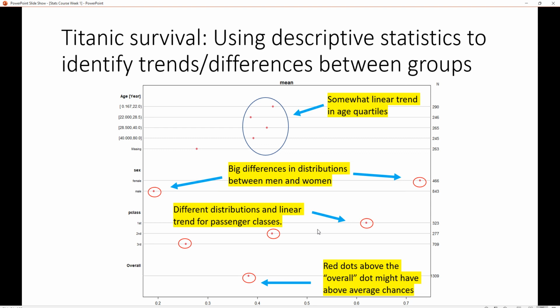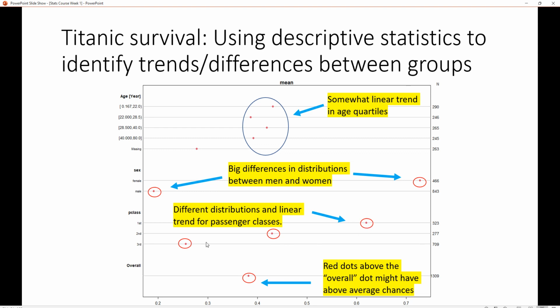When we look at passenger class, which is towards the bottom, it's P class, that's passenger class. This is more of the linear trend that I spoke of earlier. We see for the third class, the rate of survival is over here on the lower end, maybe about 25%. For the second class, it's probably about 42%. And then for the first class, it's probably closer to about 63%.